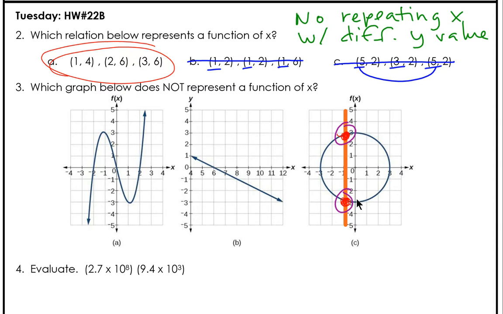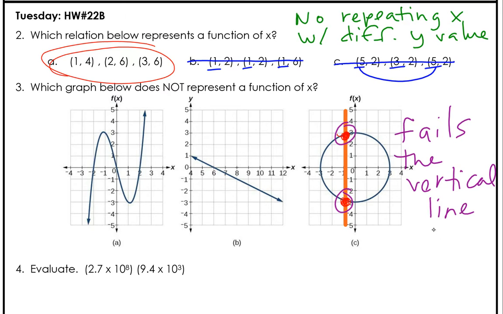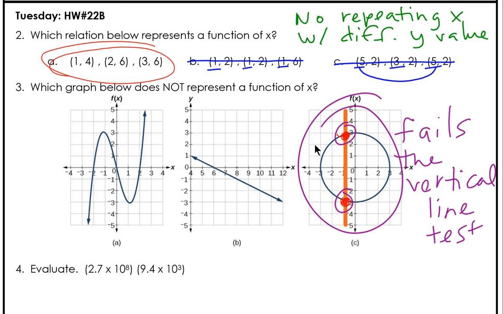It's very obvious. It won't be something you have to really look for. It will always be obvious. So because that happens, we say that this graph fails the vertical line test. And if you fail the vertical line test, you are not a function. So the answer for us is letter C.